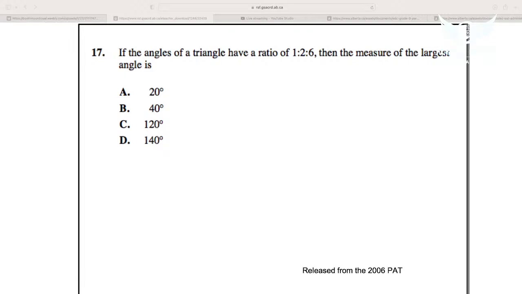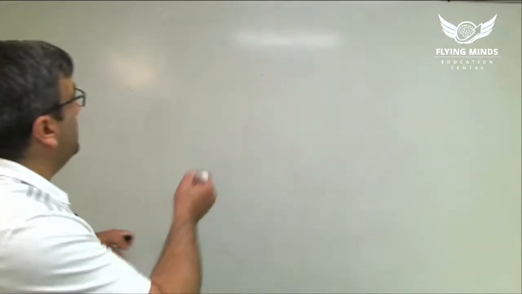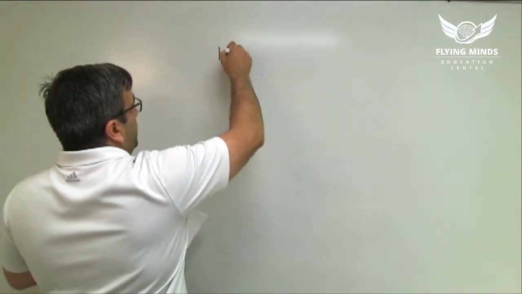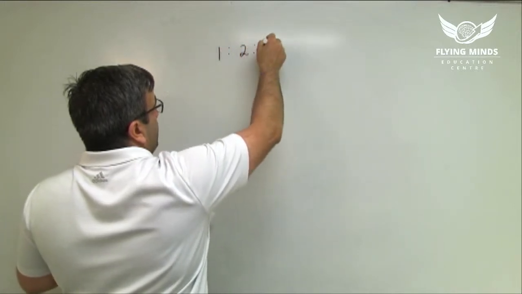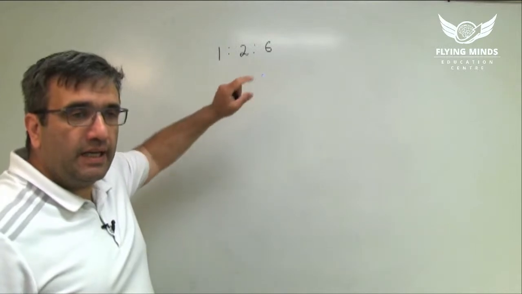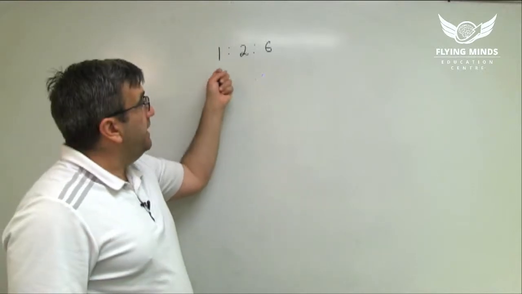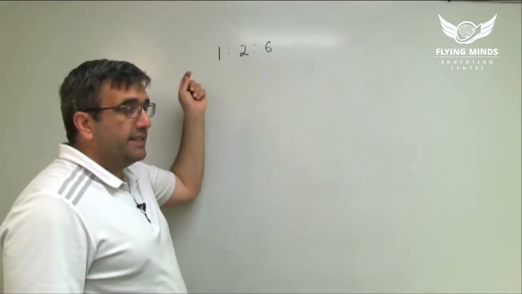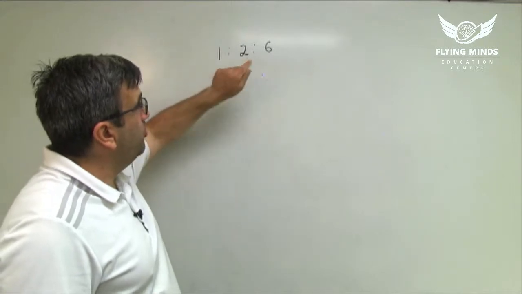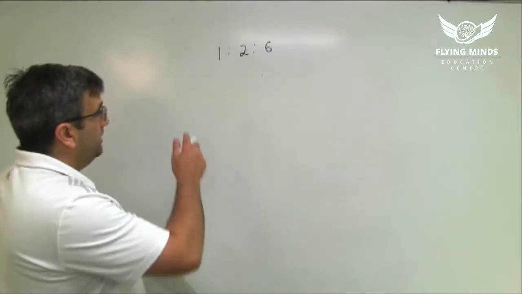Okay, next question. If the angles of a triangle have ratio 1 to 2 to 6, then the measure of the largest angle is. Okay. So the ratio of angles is 1 to 2 to 6, right? And what does a ratio mean? What's the meaning of the ratio? Right? So the angles contain 1 part, 2 parts, and 6 parts, right?